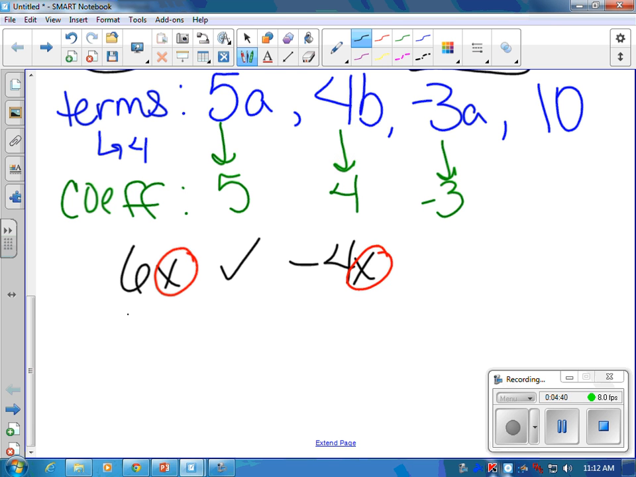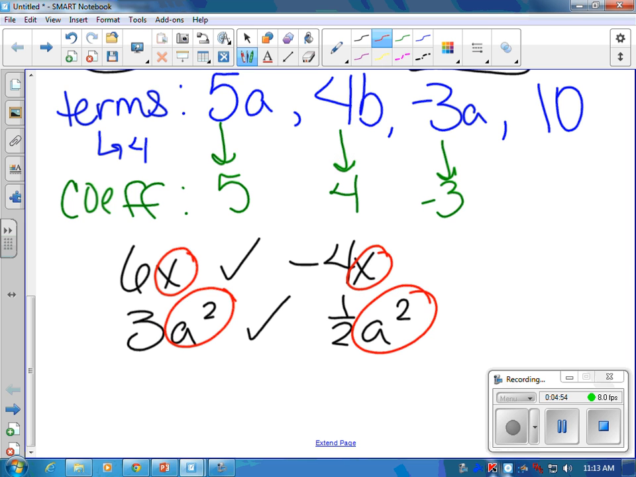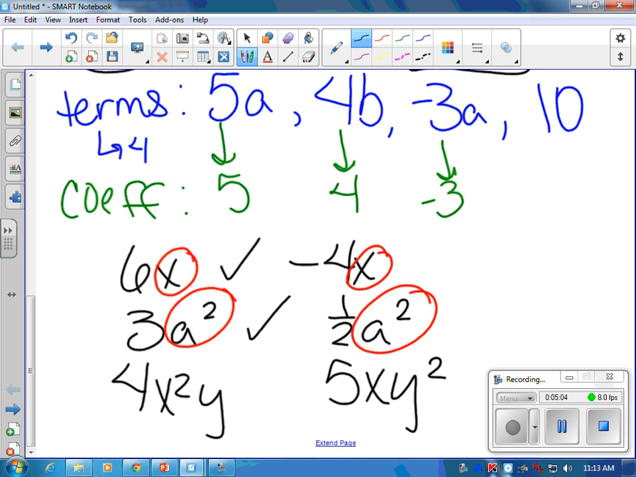What about 3a squared and 1/2 a squared? Like terms, thumbs up, not thumbs down. Good. Again, we have this a squared. They are like terms. What about 4x squared y and 5xy squared? Thumbs up if they are, thumbs down if they are not. I will wait for everyone to participate. Okay, so they are not, because now we have different exponents with our variables.